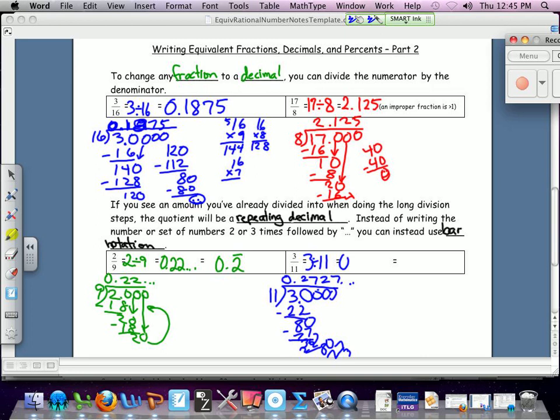So 0.2727 dot dot dot, or 0.27, and the bar is over the 2 and the 7.